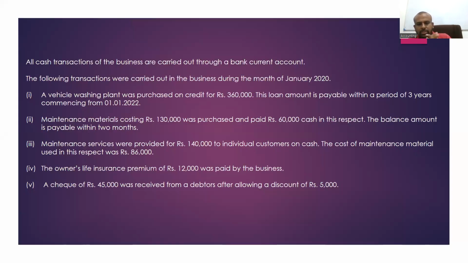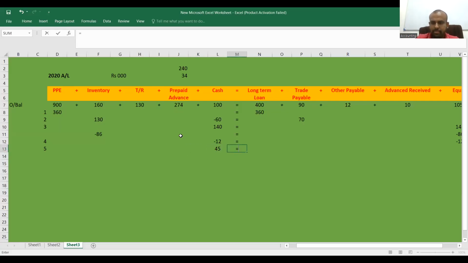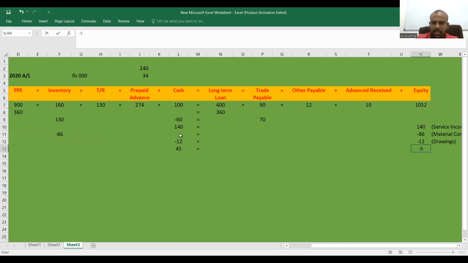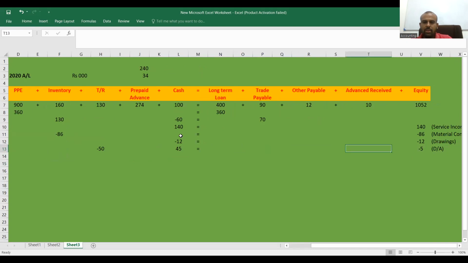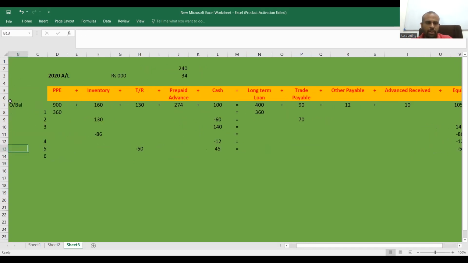The fifth one: 45,000 was received from a customer, after allowing a discount of 5,000. Tell me, how much cash did you receive? Cash received 45, and you allowed a discount of 5,000. Your equity balance reduces due to the discount. Due to the cash collection of 45 and the discount allowed of 5,000, your trade receivable balance reduces by 50,000. Clear now? You received 45,000 and allowed a discount of 5,000, so the trade receivable balance reduces by 50,000. Hope you can understand, right? Okay.